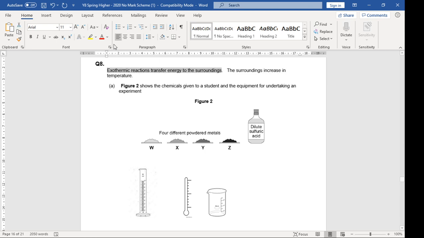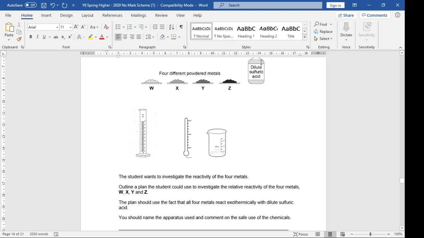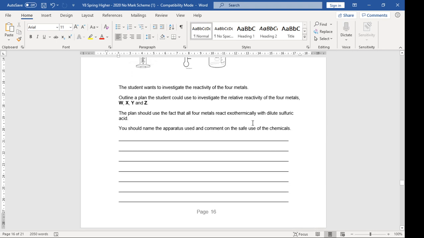So firstly, it gives us a bit of background. We'll spend a bit of time on this question. Exothermic reactions transfer energy to the surroundings. The surroundings increase in temperature. You'll have done that in Year 8, and one of the surroundings is a thermometer. Then we've got the chemicals given to a student and the equipment for undertaking an experiment. So we've got 4 different metals, dilute sulfuric acid, a measuring cylinder, what looks to be a thermometer, and a beaker, and the student wants to investigate the reactivity of the 4 metals. We've got to give a plan, and the plan should use the fact that all 4 metals react exothermically with dilute sulfuric acid.